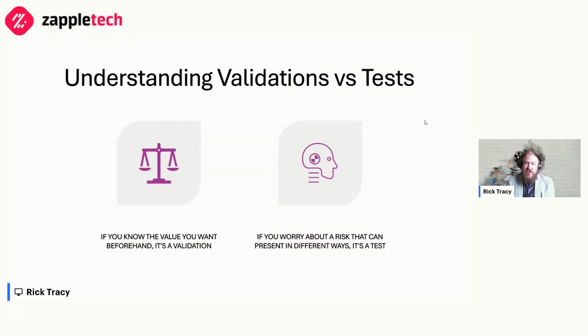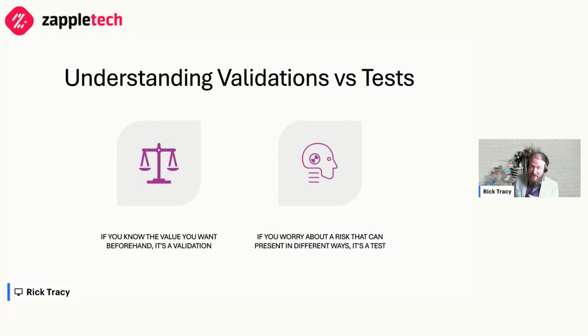That said, it's important to understand the difference between doing a validation and a test. The way I always explain it to people, a validation is if you know the value of what you want beforehand. So in that case, you're looking for an output of 10, and it either is 10 or it isn't 10. Whereas a test is a risk. You're worried about a risk that could present in different ways, and you're trying to figure out what is presented. That is a test because we don't know the outcome.